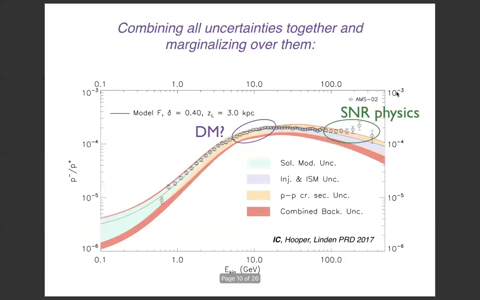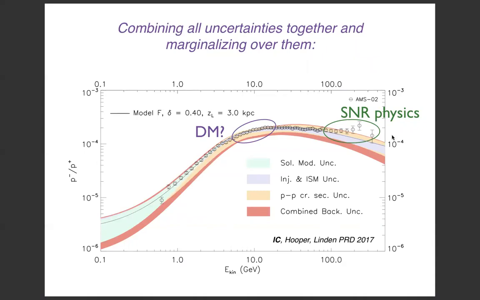Combining everything together and going back to the antiproton to proton ratio spectrum, this is the kinetic energy of protons and antiprotons. These are again the data points from AMS. The solid black line refers to very specific choices. The important thing here is the bands. The impact of solar modulation is shown in green. You see that solar modulation is still relevant at energies of about a few GeV and below.